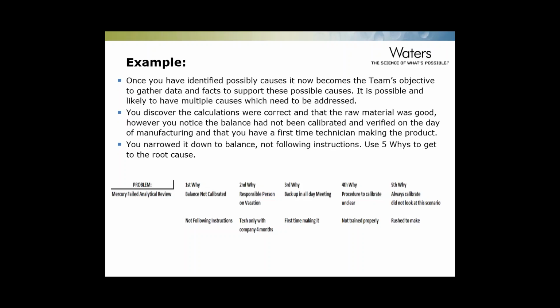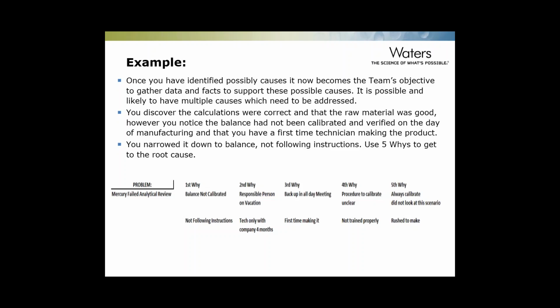Okay. Now, the other one that we looked at is, okay, not following instructions. All right. Well, this ties right back to the fact that the balance wasn't calibrated before use. We find out that the tech that made it has only been with the company for 4 months. It was the first time that the individual was making it, so was the person properly trained? No, they were not properly trained. Not only that, they were in a rush to make it because it was right before lunch.